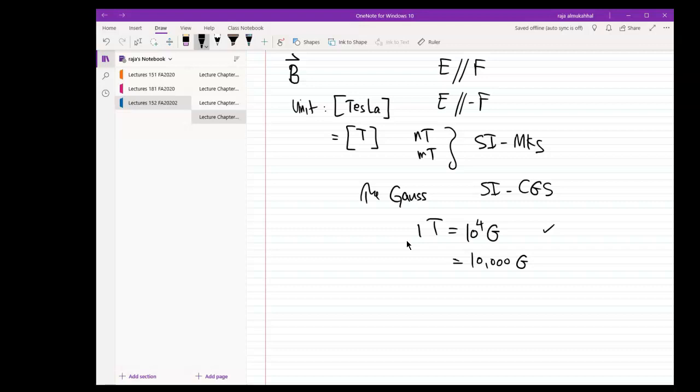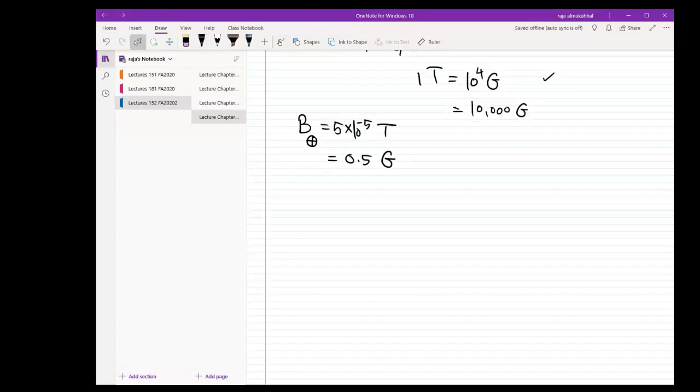An example of that, as you know, the Earth has a magnetic field, and the magnetic field of the Earth, B sub Earth, is about 5 times 10 to the negative 5 Tesla, or 0.5 Gauss, if you will. So what happens when you have a charge that is moving in the middle of a magnetic field? This is the first topic that we're going to be covering in this video.